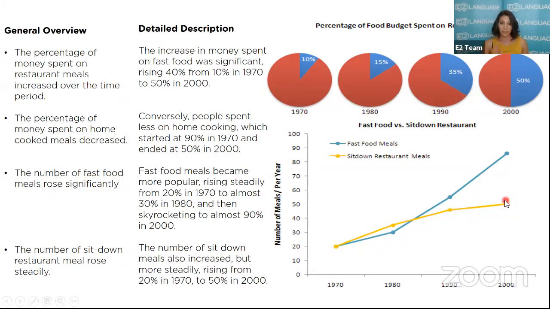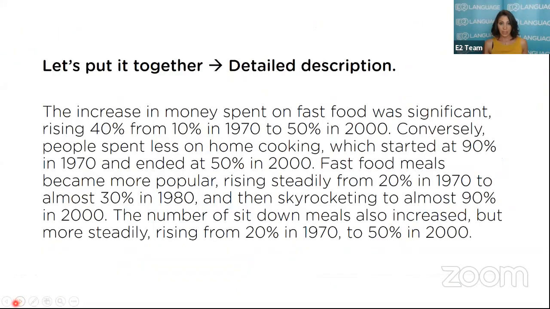So it's all about selecting the relevant data and choosing what's important to write about. You can see that I've actually followed the same order, the information from the general overview in my detailed description, but I've just added the data. So putting it together, I have this paragraph.